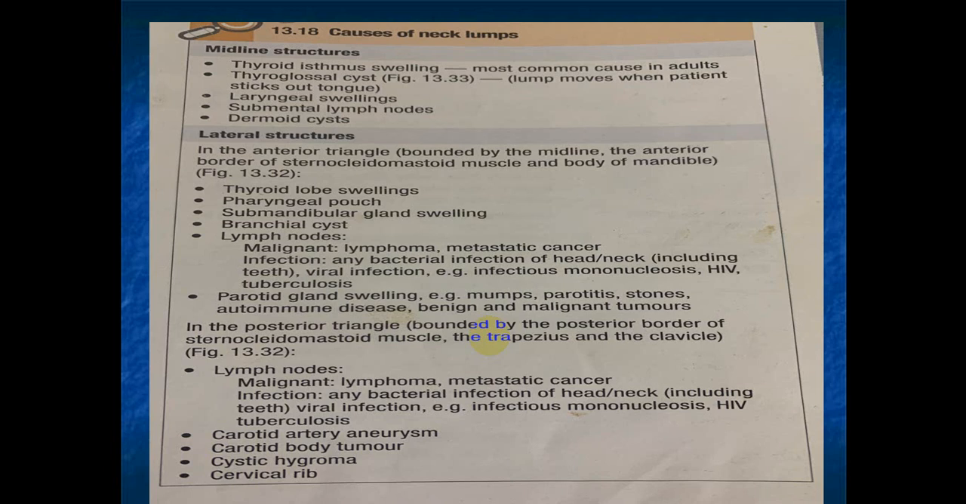If the mass is a lateral neck mass, then is the mass in the anterior triangle or in the posterior triangle? If the mass is in the anterior triangle, then the differential diagnoses are thyroid lobe swelling, pharyngeal pouch, submandibular gland swelling, branchial cyst, lymph nodes, or parotid gland swelling. If the mass is in the posterior triangle, the differential diagnosis is, number 1, lymph nodes, then carotid artery aneurysm, carotid body tumor, cystic hygroma, and cervical rib.